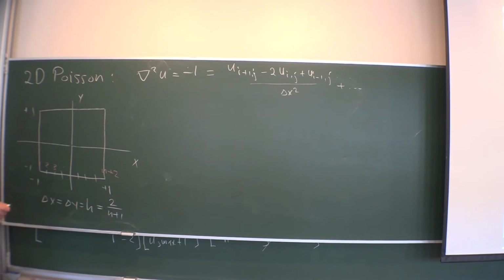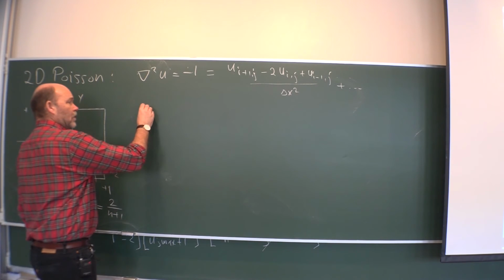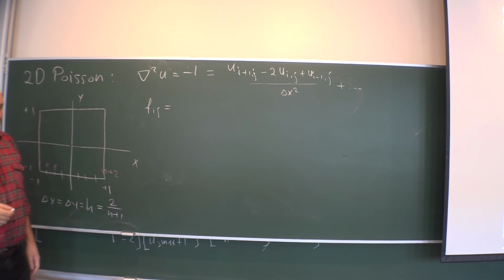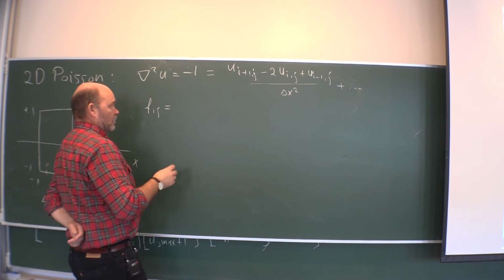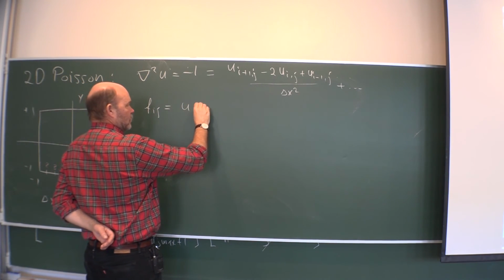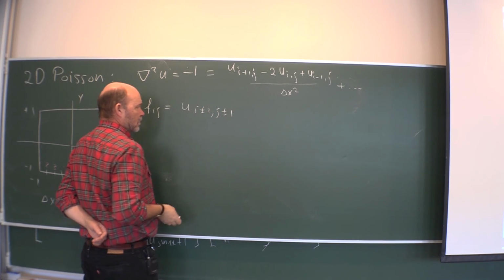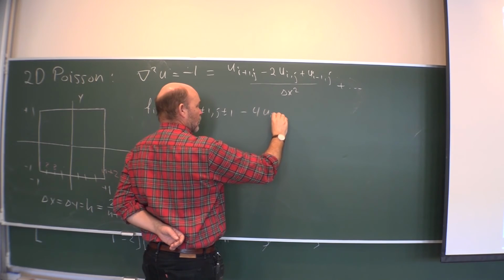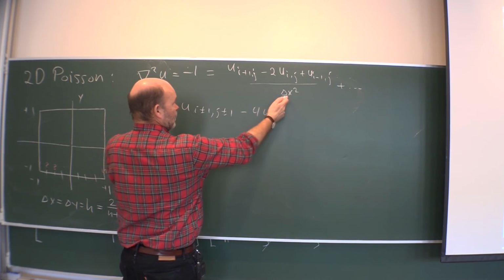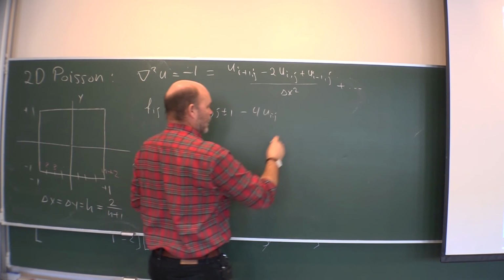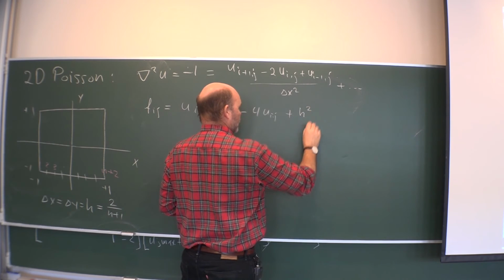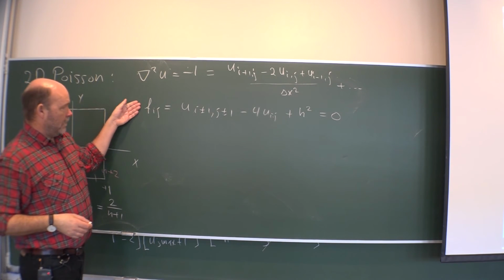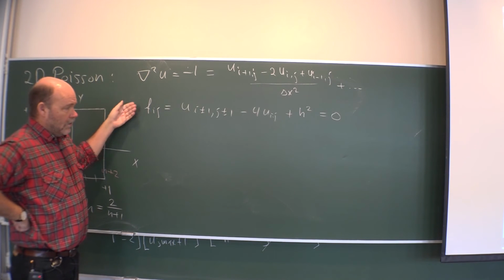What about the recipe now? Well, now I will have a function, everything written on the form equal to 0. So you will now have all of these neighbors, u i plus minus 1, j plus minus 1, four of these. Then you will have minus 4 times the center point, uij. And then h square up here, and on the other side, as we agreed, plus h square. Now it's written on the form equal to 0. So this is my function that I want to minimize or get close to 0.